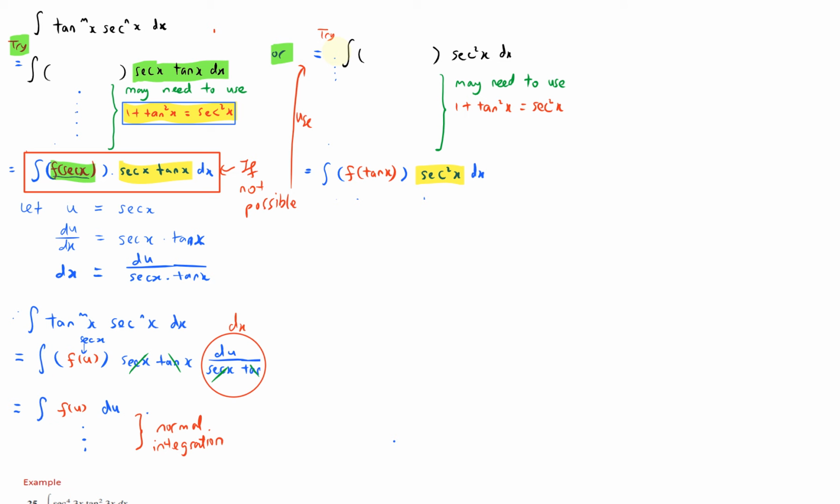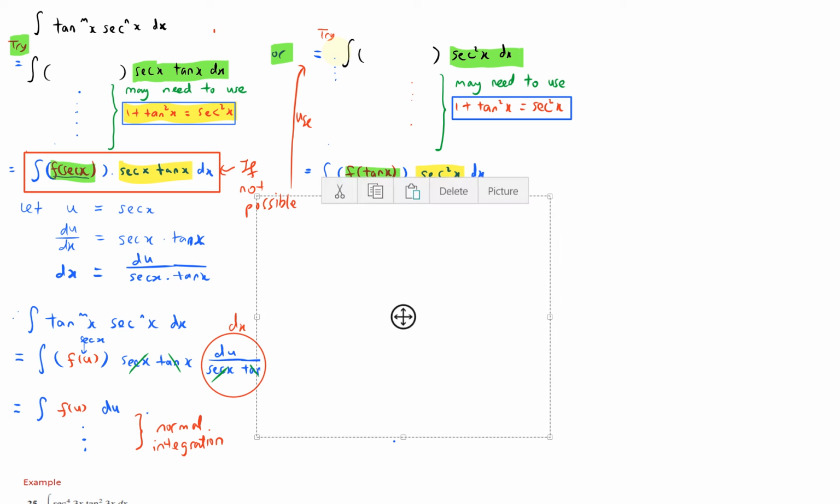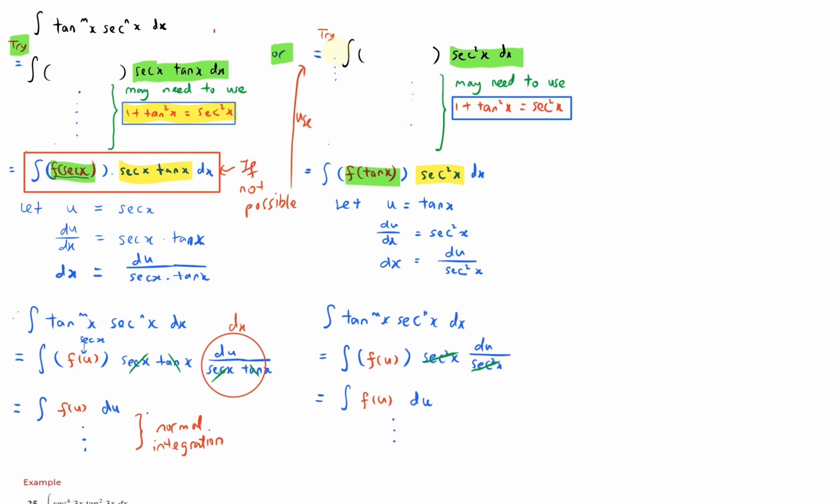Now this method is almost the same, except you focus on getting secant square out from the expression. Again, you simplify from here using this formula, our identities, to get f of tangent x. So after this, same thing, we do the substitution. We let u equal tangent x, then du dx, then dx.